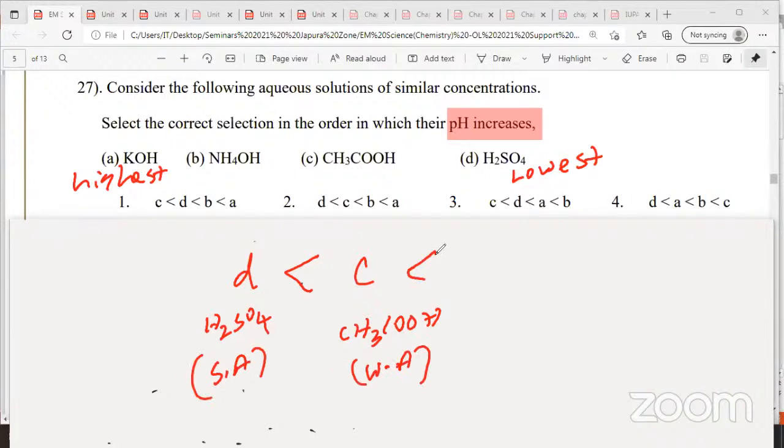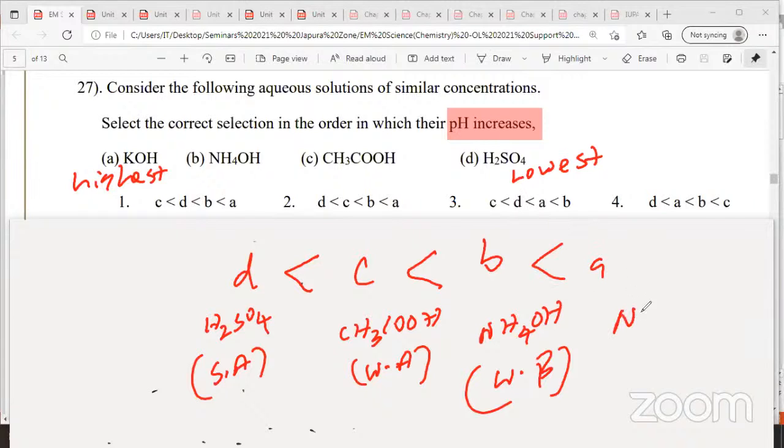What is the next highest pH? Weak base, that is B here. Ammonium hydroxide NH4OH, a weak base. I put WB. Highest pH, most basic: sodium hydroxide is a strong base, therefore it has high pH. pH above 7 means basic. That is sodium hydroxide, a strong base.